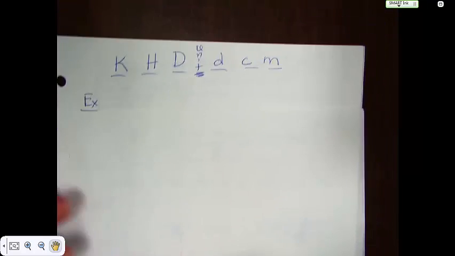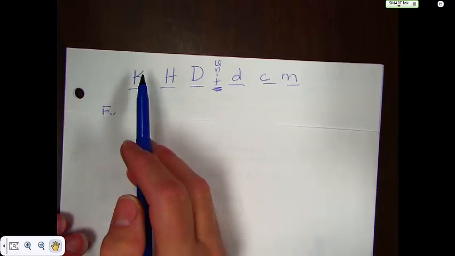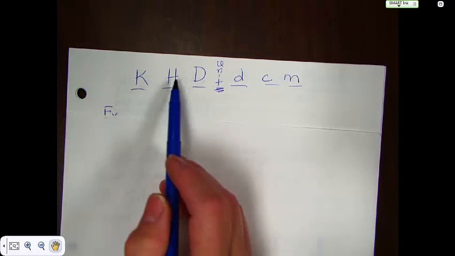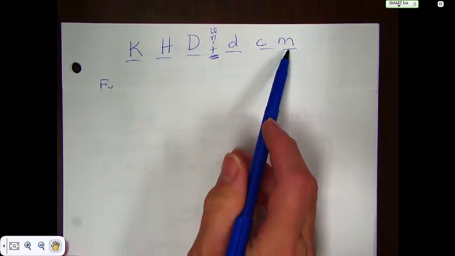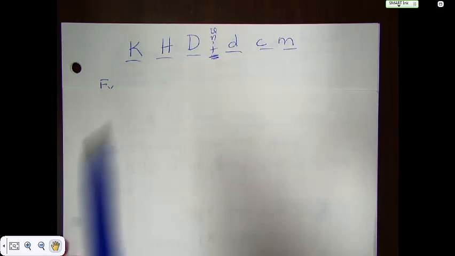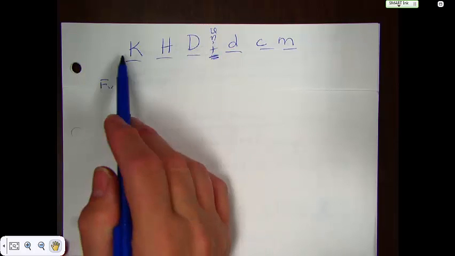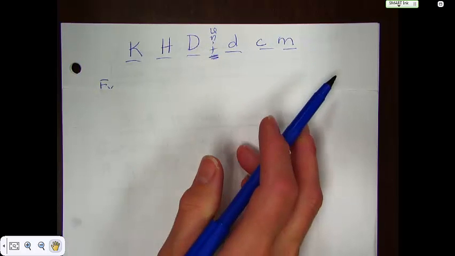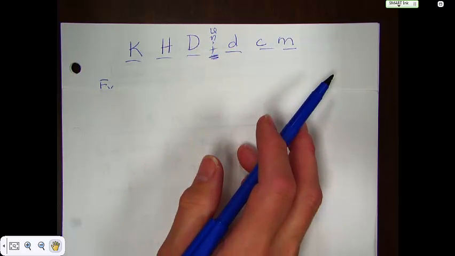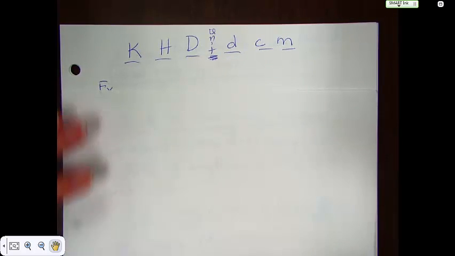I try to remember the order. There's two different sayings that go with it. King Henry died unexpectedly drinking chocolate milk. Or my favorite, which is the one I use in my head, is kids have died over, no. I can't remember. I don't remember. Is that awful? Okay, if I remember, I'll tell you later.